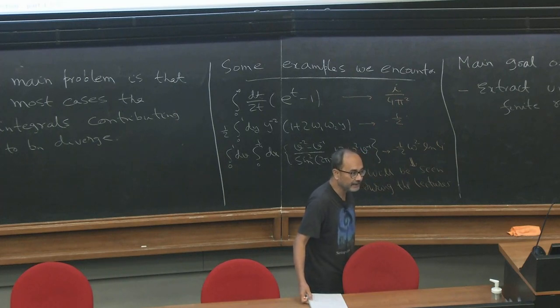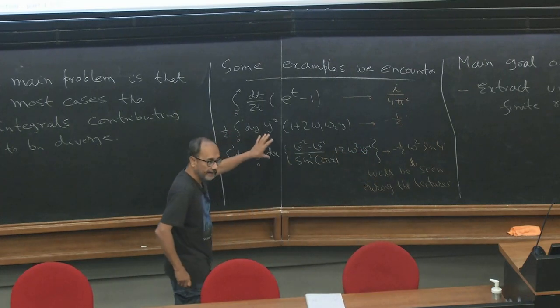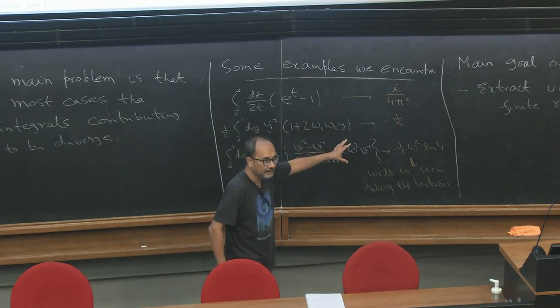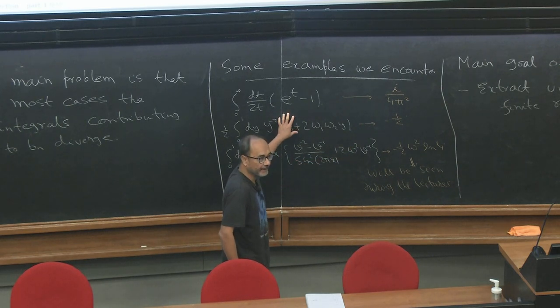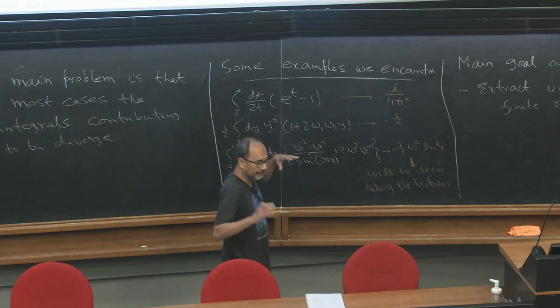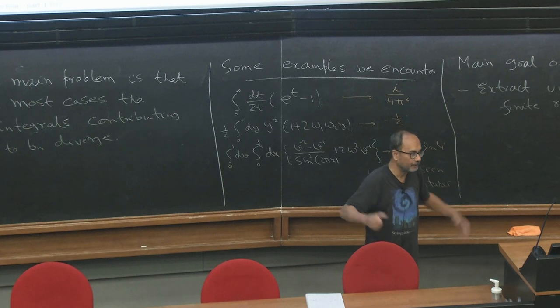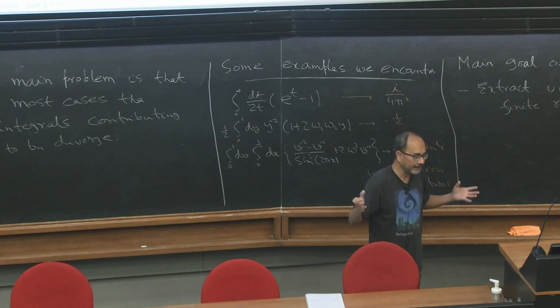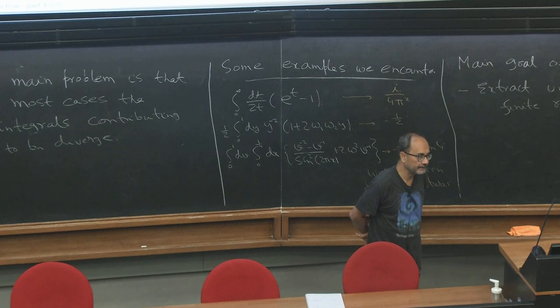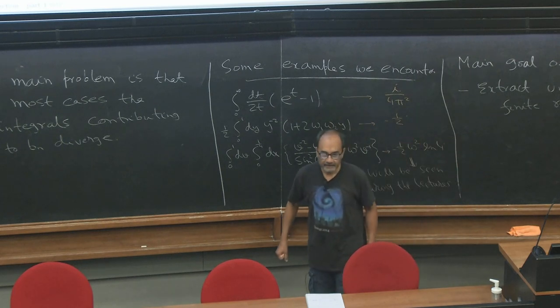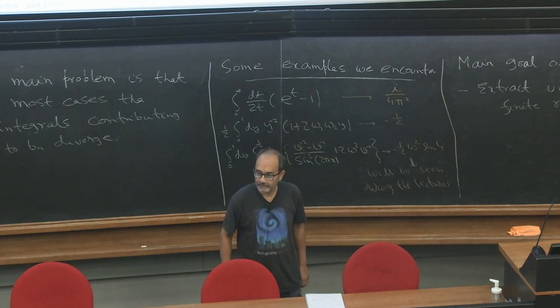The n dependence? Yes, so these are for low values of n, right? As you go to higher and higher values of n, you get more and more complicated integrals. This is for specific n that I have written down. Because higher n will mean there will be multi-dimensional integrals, the number of integration variables themselves will become larger. And the integrals and the divergences will also become more complicated. Is that okay? Any other question?